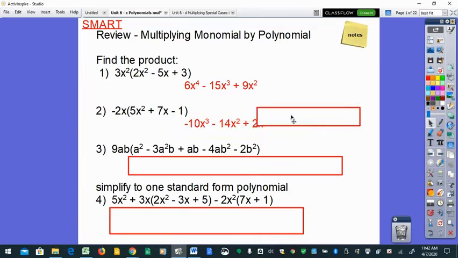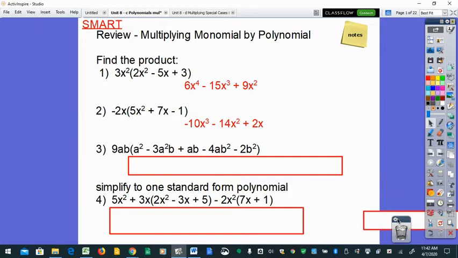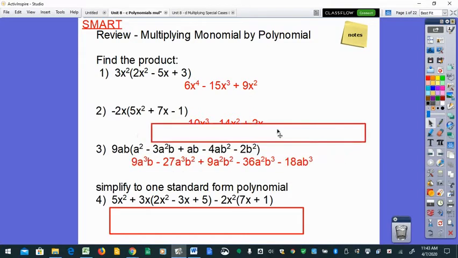The next one, did you get negative 10x to the 3rd, minus 14x squared, plus 2x? Just be careful with your signs here. A negative times a positive, you should get the negative 10. Add the exponents, x to the 3rd. Negative times a positive, negative 14. Add the exponents, get x squared. And a negative times a negative will give you the positive 2x. Let's check the next one.